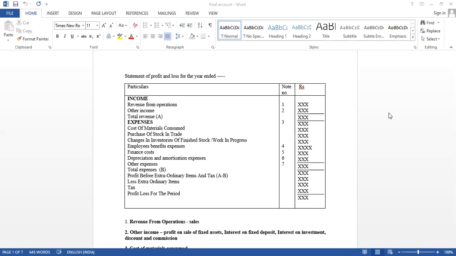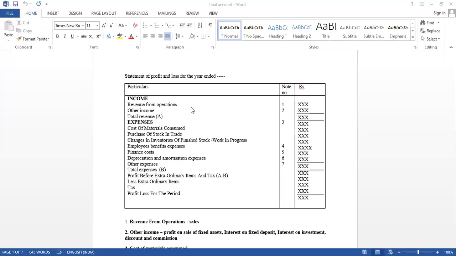Now I explain the statement of profit and loss account. The statement of profit and loss account consists of two headings: one is income and another one is expenses. It is considered as two parts. Under the income heading there are two particulars: one is revenue from operations and the other one is other income.